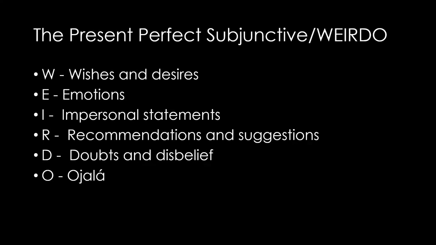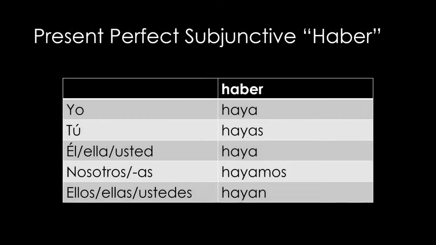Along with the present perfect, there is the present perfect subjunctive. The subjunctive tense is used for wishes, emotions, impersonal statements, recommendations, doubts, and ojalá. When forming the present perfect subjunctive, there will now be two separate clauses, a present tense clause and the present perfect subjunctive clause. Before discussing the sentence structure further, there are new conjugations to learn.